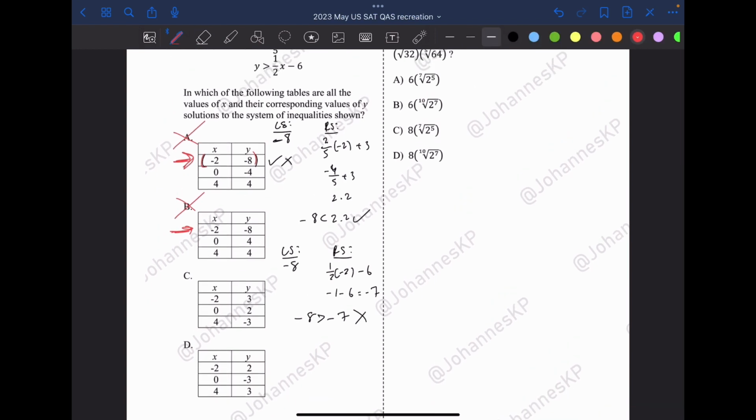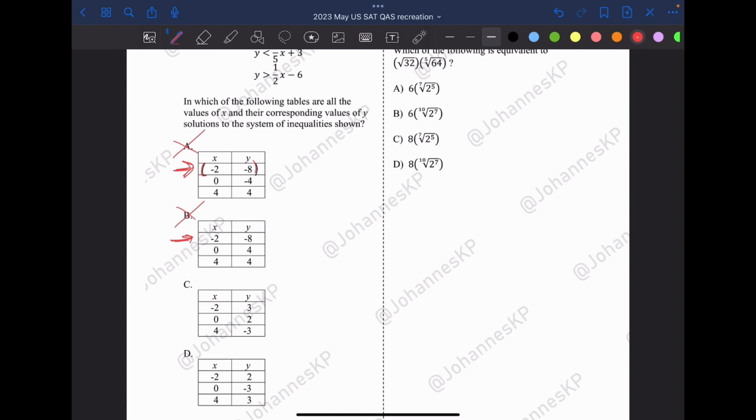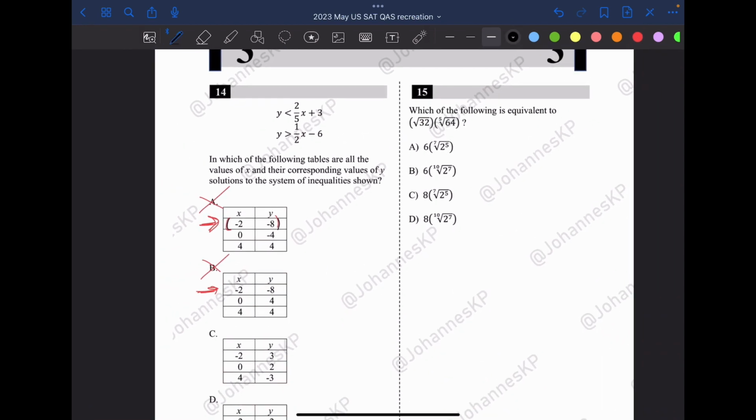So now let's check C. I'm going to erase all this now because we don't need it. Usually you don't want to erase it, but I don't have space here, so I'm doing it. But you can do it if you want, it doesn't really matter.